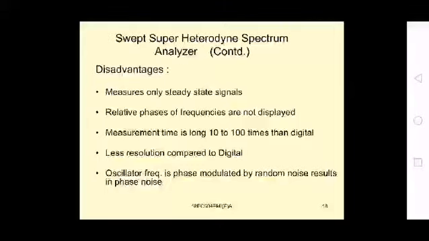What are the disadvantages here? It measures only steady state signals. When the signal is not steady, it will not measure the frequency spectrum. Relative phases of frequencies are not displayed, and measurement time is long, 10 to 100 times that of the digital, with less resolution compared to digital. And the oscillator frequency is frequency modulated by random noise, which results in phase noise. These are the disadvantages of the super heterodyne spectrum analyzer.